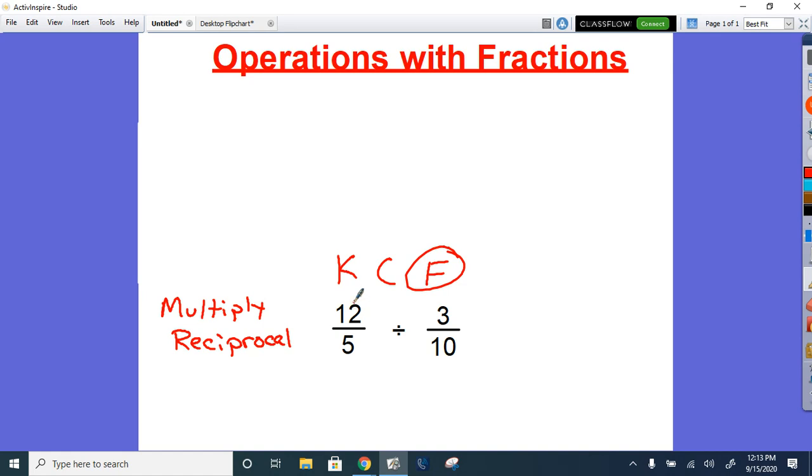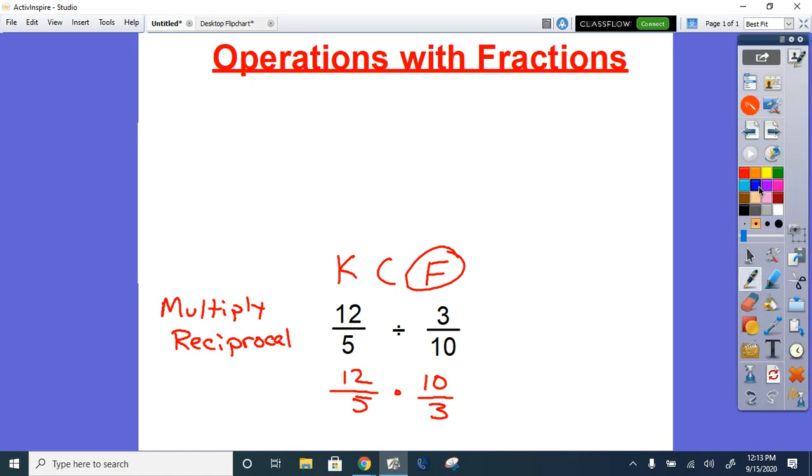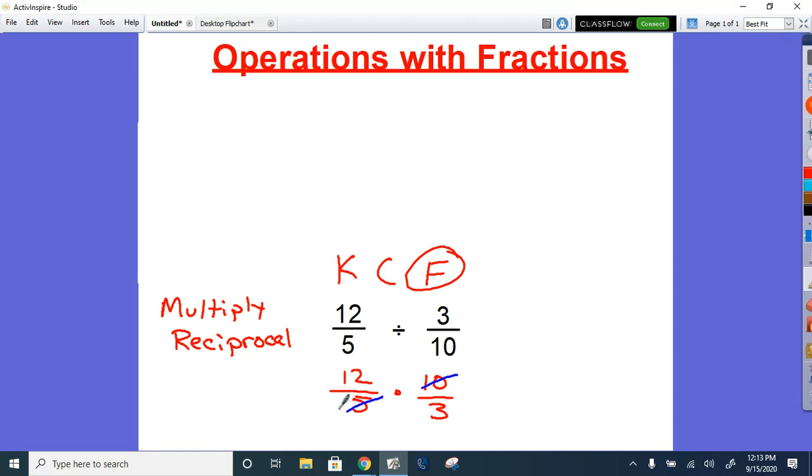Okay? So in using keep, change, flip, as a review from what you did last year, I'll come through here and keep this fraction the same, 12 fifths. I will change division to multiplication, and then we will flip, we will write the reciprocal of 3/10, which ends up becoming 10/3. And now again, I look to cross reduce. So what common factors can I reduce? Well, I look at 5 and 10, they have a common factor of 5. I'm going to divide 5 by 5, it becomes 1. This 10 becomes 2.